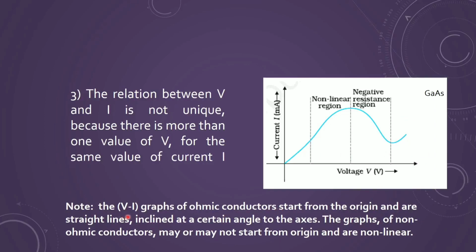You should know that the VI graph for ohmic conductors starts from the origin and is a straight line inclined at a certain angle, but graphs for non-ohmic conductors may or may not start from the origin, and they are non-linear. So it is generally asked to name a few non-ohmic conductors and give their examples, or they can ask for their graphs. So all these should be known to you.